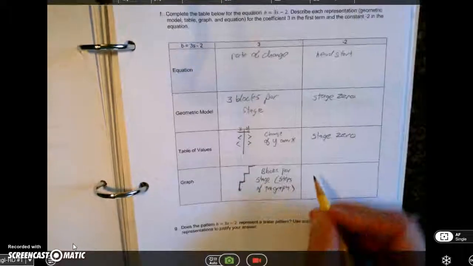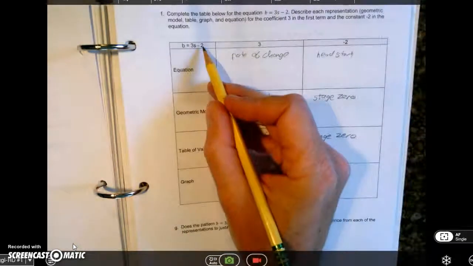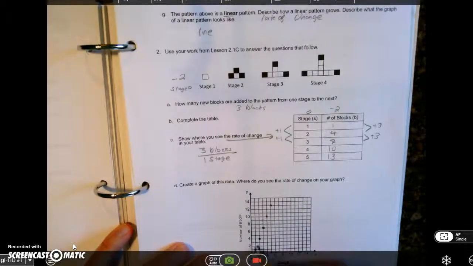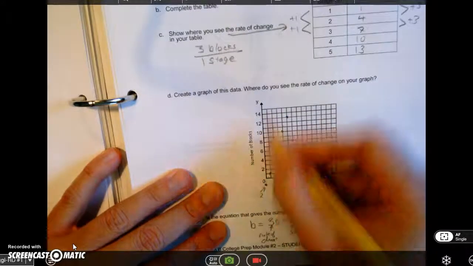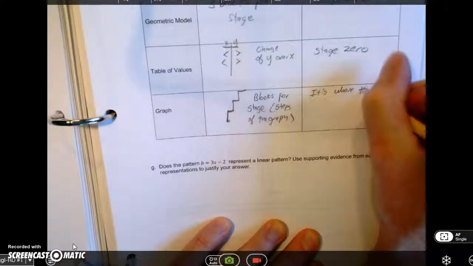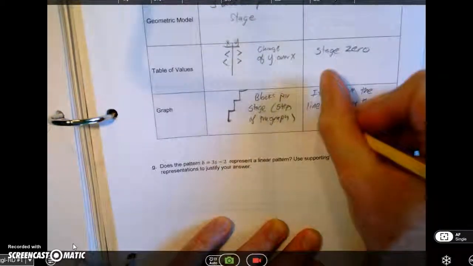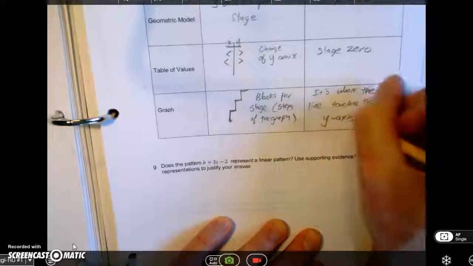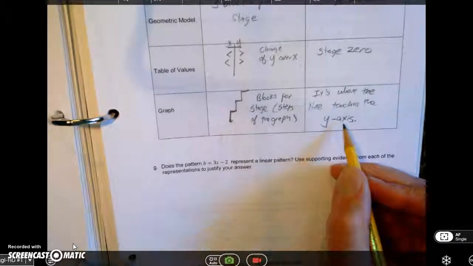And in the graph, this is really important. We're going to introduce another term here. In the graph, what does this -2 represent? If I flip back and look at this point right here, it is where the graph hits this line called the y-axis. So I'm going to write down what I just said. It's where the line touches the y-axis. And of course, if that number is anything other than 0, it's not going to go through the origin.